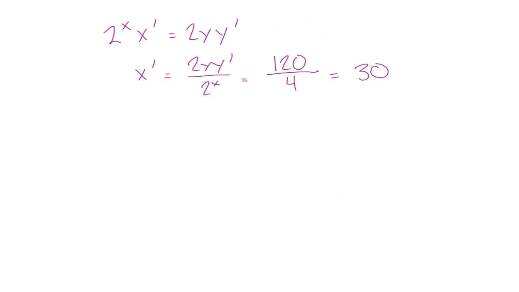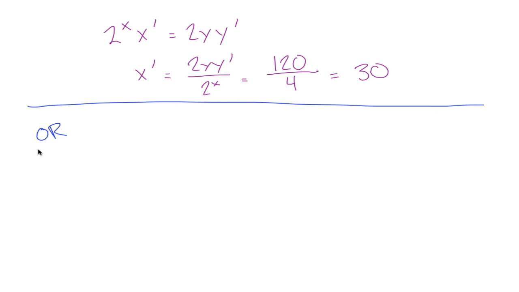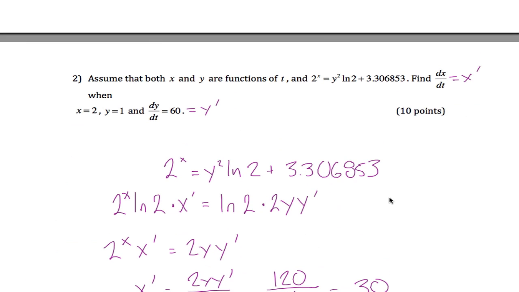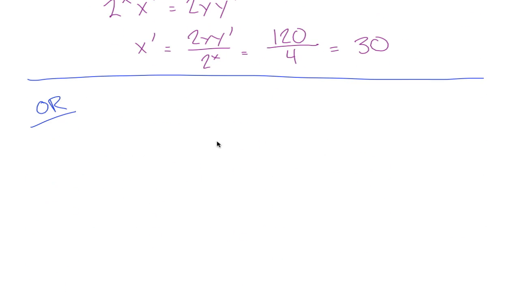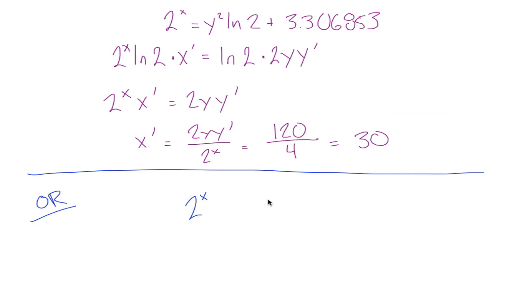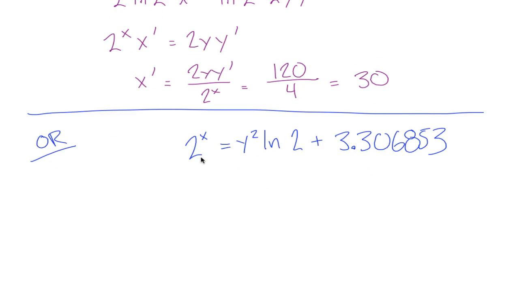An alternative way to do this same problem. I don't know if it's easier or not, but if you don't remember what the derivative of 2 to the x is, there's a way around that. You can say, all right, we got 2 to the x. What was the original problem? Equals y squared natural log of 2 plus 3.306853. So what we can do, I don't remember the derivative of 2 to the x.